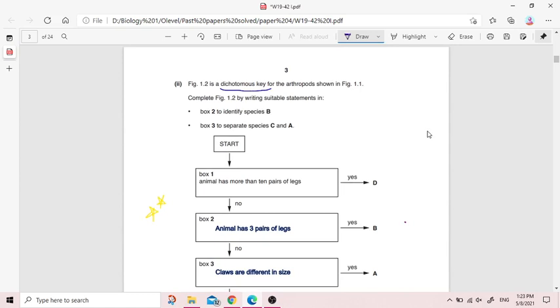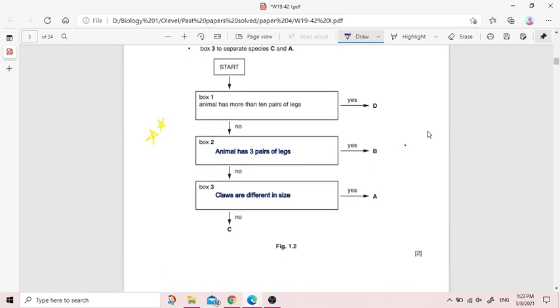There is the dichotomous key. برضو in one of the November exams he gave you the key and said what is this key called? So you were supposed to answer dichotomous key. Dichotomous key for the arthropod is shown. He gave me the first box and these 2 boxes were missing. There were no answers here.